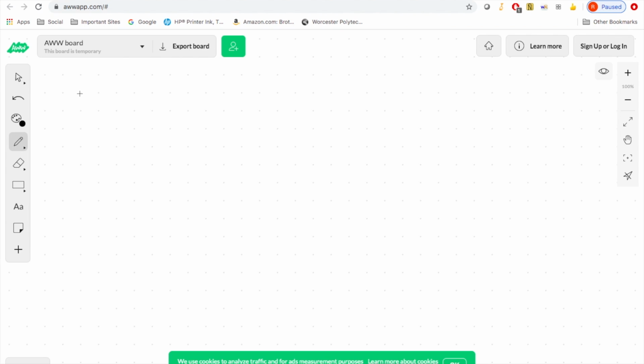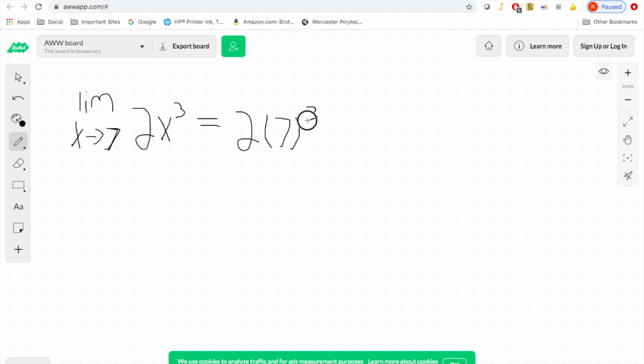So let's start out with a simple example. Let's do a couple examples of this. The limit as x approaches, say, 7, and let's use the function 2x cubed. So how would we solve this? This is one where we can simply use direct substitution. In order to do that, we would get 2 times 7 cubed. Simple direct substitution in there.